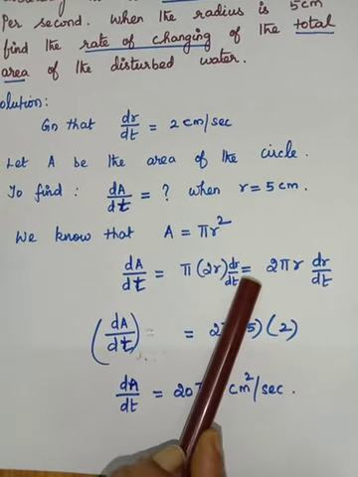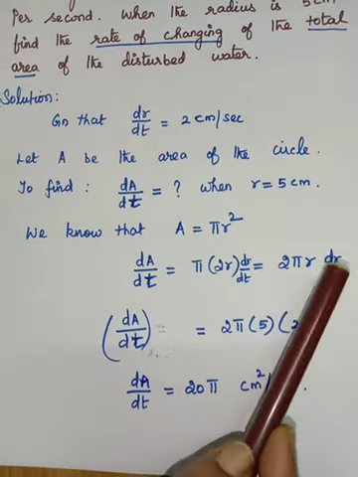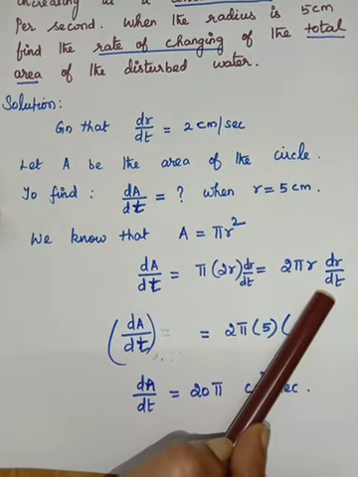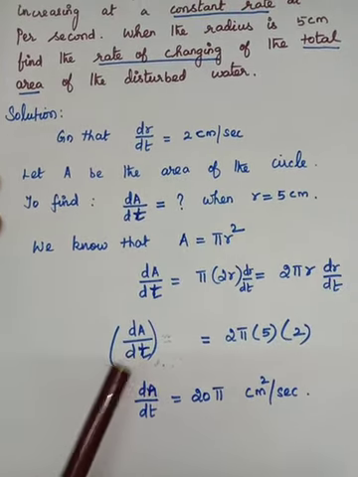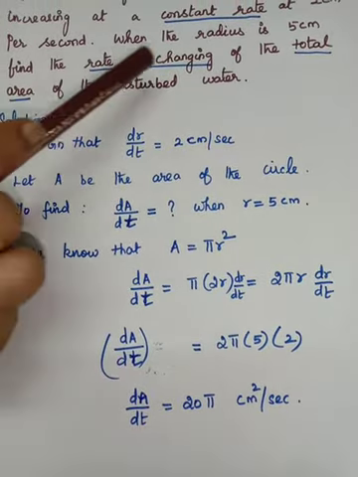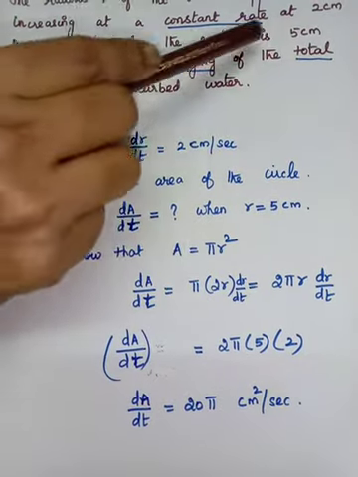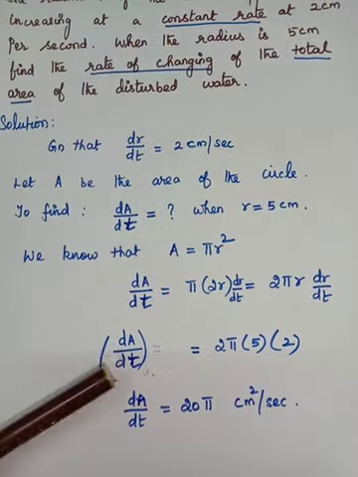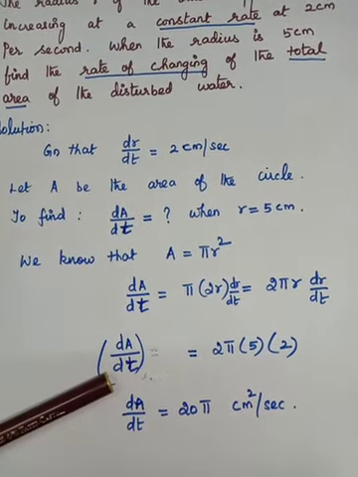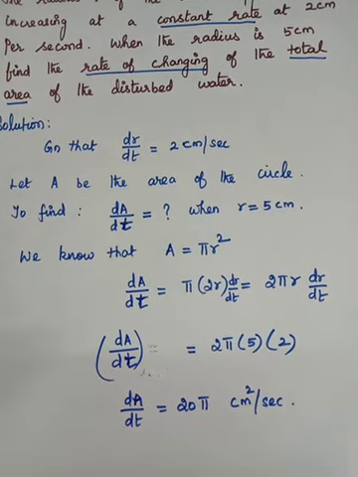Okay, so that is equal to 2 pi r into dr by dt. Okay, so here what is asked? The rate of change of the total area of the disturbed water when the radius is 5 centimeter. So you have to find out dA by dt when r is equal to 5.